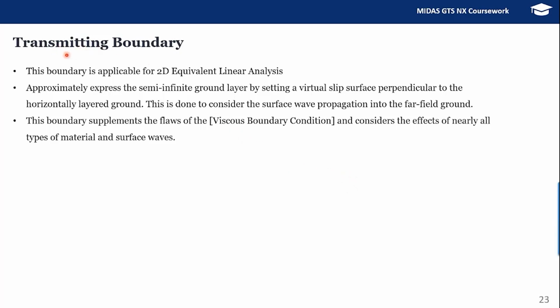boundary condition called transmitting boundary. So this is applicable to 2D equivalent linear analysis, and it also simulates both elastic half space and semi-infinite ground layer by setting the virtual slip surface perpendicular to the horizontally layered ground. So this is similar to your free field condition, and more importantly, this eliminates the flaws of viscous boundary condition. That means it can propagate all types of material and surface waves. But the only thing is, this is only applicable for 2D equivalent linear analysis in GTS NX.